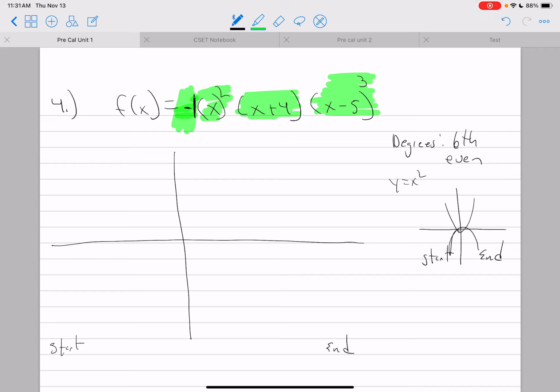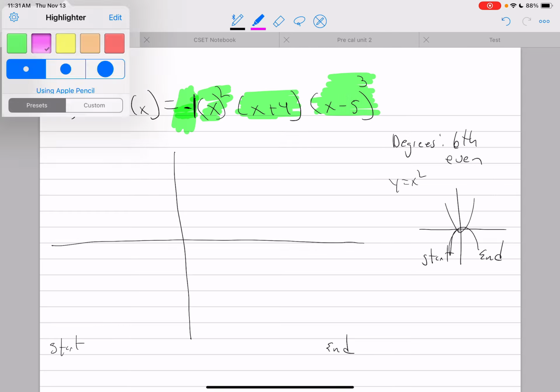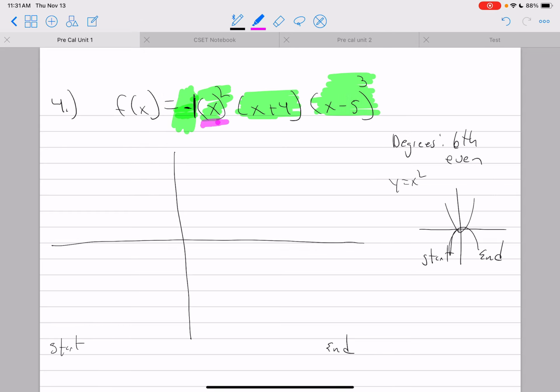So let's see. My x-intercepts are at, give me a different color. Here, my x-intercept for this one, this is x plus 0, so I have an x-intercept at 0. 1, 2, 3, 4. This one tells me I have an x-intercept at -4. And this one tells me I have an x-intercept at +5. All right, let's see if it works.